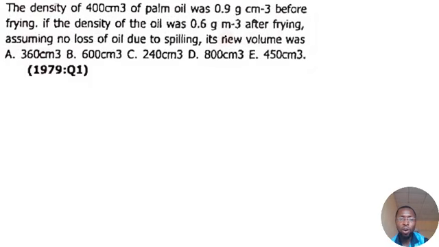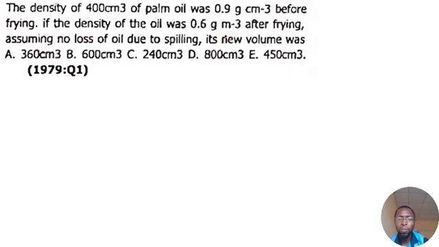It said the density of 400 centimeter cube of palm oil was 0.9 gram per centimeter cube before frying. If the density of the oil was 0.6 gram per meter cube after frying, assume no loss of oil due to spilling. Its new volume was what?